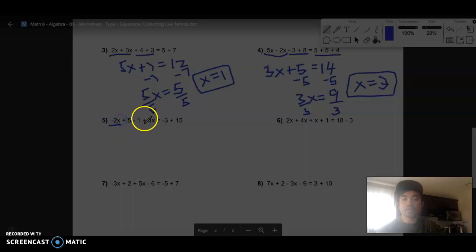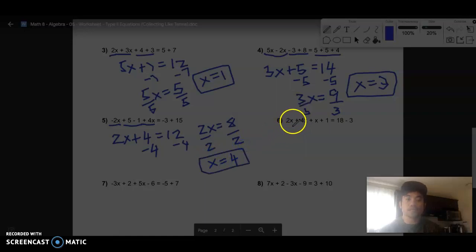Negative 2x plus 4x is actually 2x. Positive 5 minus 1 is actually positive 4. Now, negative 3 plus 15 is actually 12. Now, how do I get rid of positive 4? Well, I need to subtract 4 on both sides, and I should get 2x equals 8. And how do I get rid of the 2? Well, I have to divide by 2 on both sides, and I should get x equals 4. Okay? Alright, let's move on.